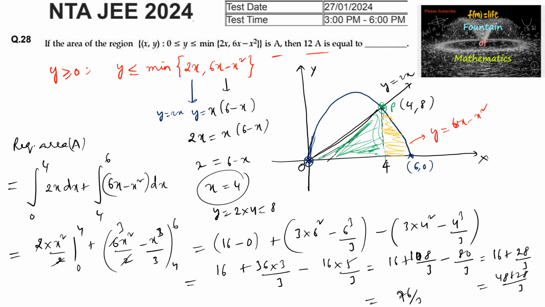So we got the value of A is 76 upon 3. Now the required is 12 times A. 12 times A is equal to 12 into 76 by 3, that is 4 into 76, 280 plus 24, that is 304. So we can conclude that 12 times A is 304, which is the answer.